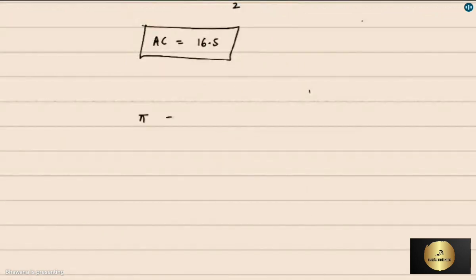Now we will derive profit. Price is 24 minus 16.5 into 8. This is the simplest way to derive profit.